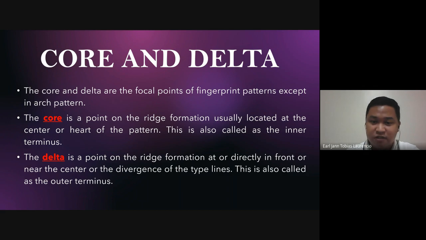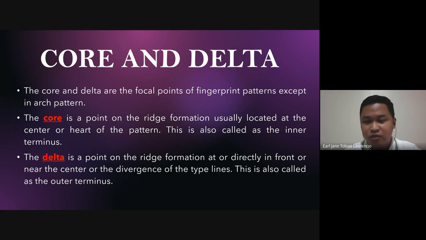They are considered the focal points of a fingerprint pattern. Focal points in the sense that these are the important parts of the fingerprint pattern, especially when we will be conducting your ridge counting and your ridge tracing.